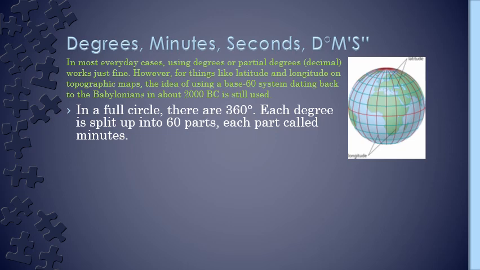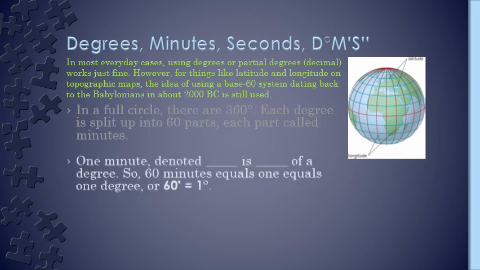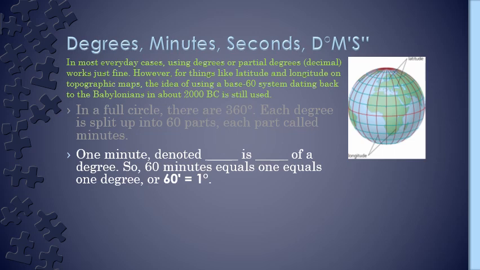Now we know in a full circle there are 360 degrees. Each one of these degrees is split up into 60 parts, and each part is called a minute. 1 minute is denoted with the number 1 and a mark above it that looks almost like an apostrophe. And we say that that 1 minute is 1/60th of a degree. Therefore, if we multiply each one of those sides by 60, our 1 minute turns into 60 minutes, and our 1/60th of a degree turns into 1 degree.